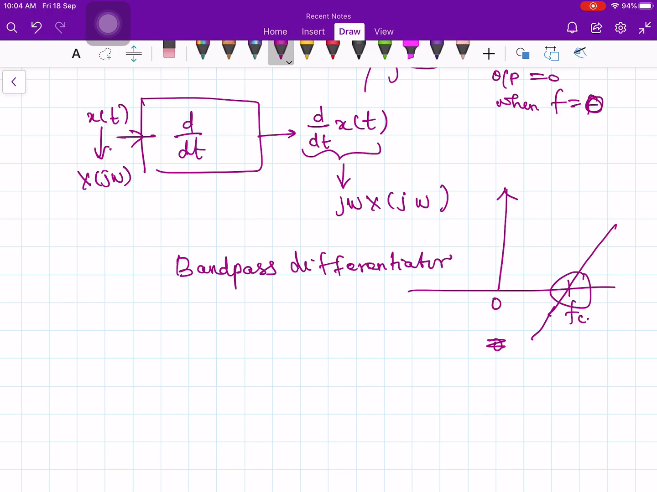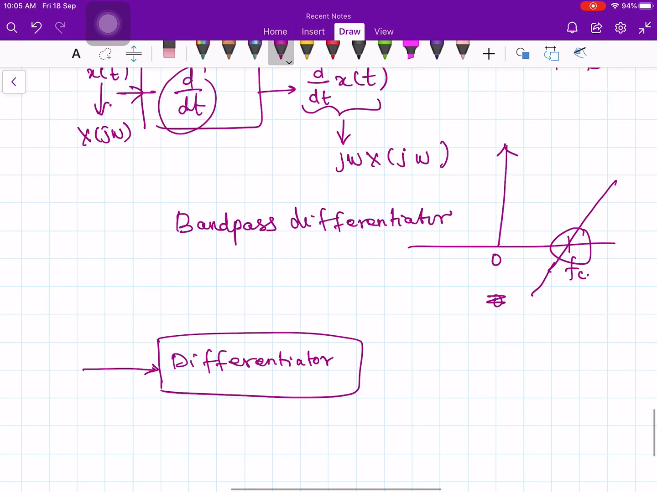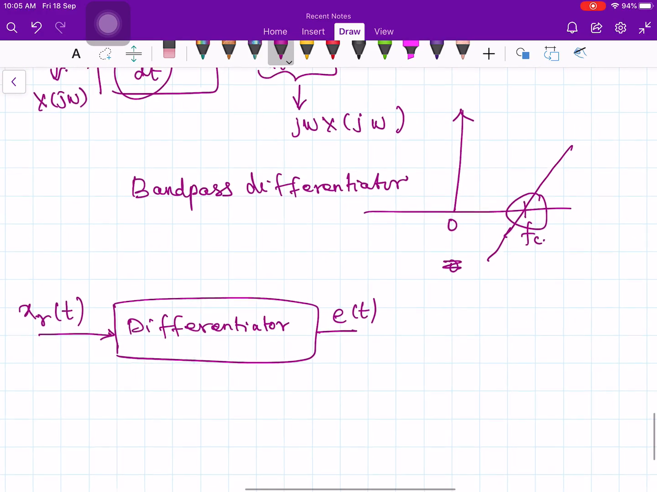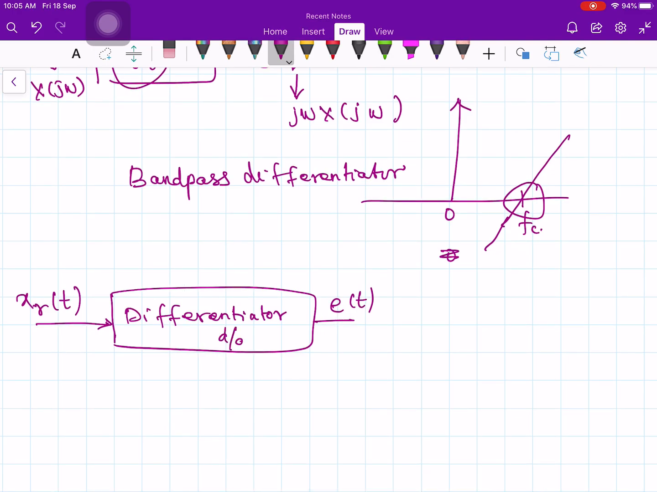So you start with a normal differentiator, just a d by dt operation, and it is not a bandpass differentiator by itself right now. Let's call the output of the differentiator E naught of t. Let me draw the figure separately. Differentiator, the input signal is the received signal xr of t, and the output is E naught of t.